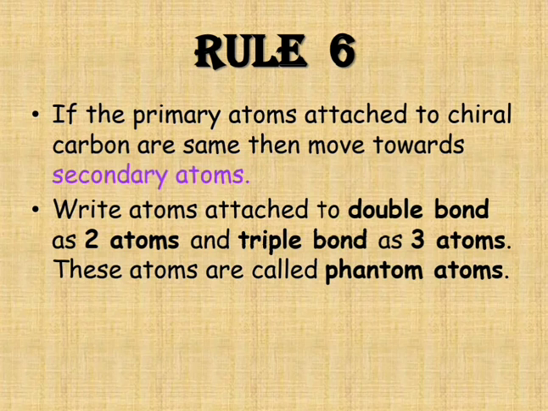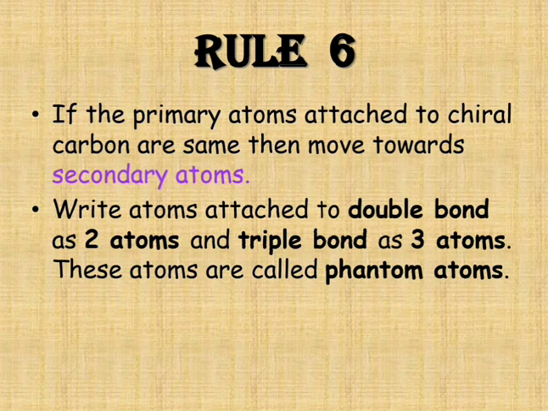The last rule, that is rule number 6: sometimes the chiral carbon is attached to 4 same primary atoms. So what we do is we go ahead and we see those primary atoms are attached to which atoms. Those atoms are also called secondary atoms, and accordingly we assign the priority.